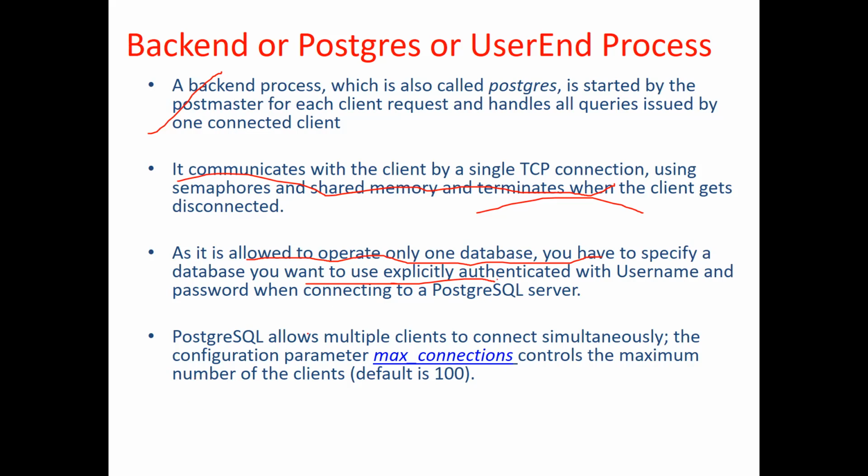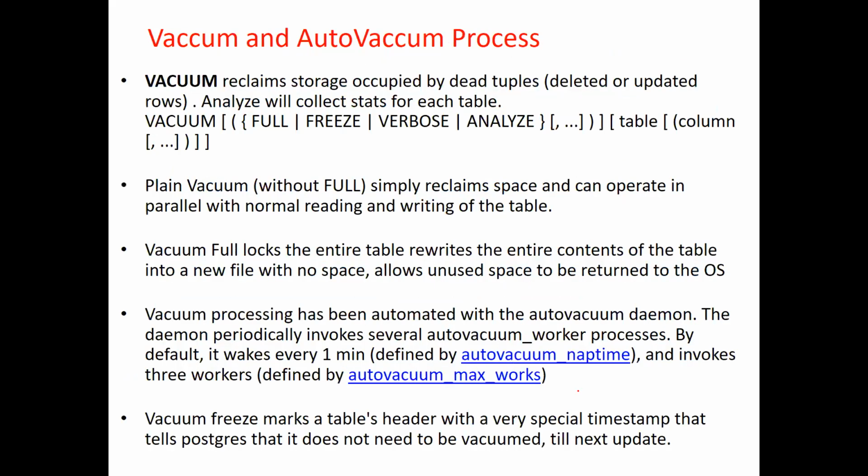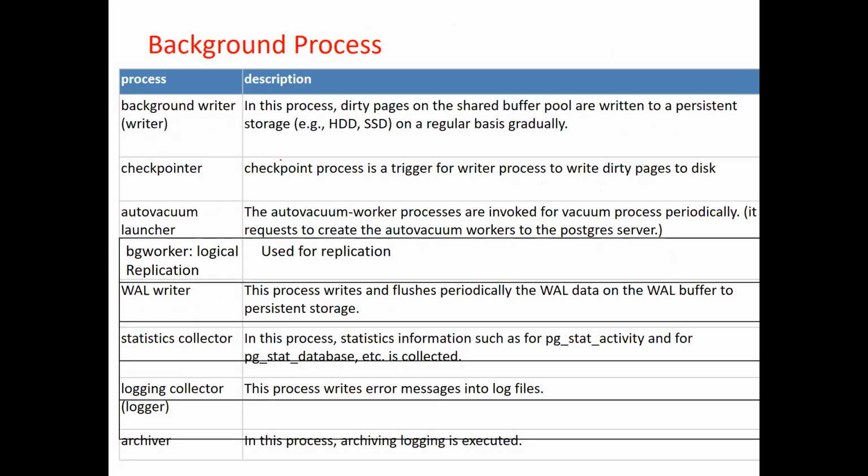PostgreSQL allows multiple clients to connect simultaneously. There is a parameter known as max_connections that limits the number of connections made to the PostgreSQL database. By default, it is 100. That is actually a very low value and can be set higher. Now the vacuum process, I think we discussed. There's a separate chapter for vacuum as well, where we'll discuss it in detail. Vacuum is used to clean up all your dead rows. You can also vacuum manually. So we discussed all these processes.